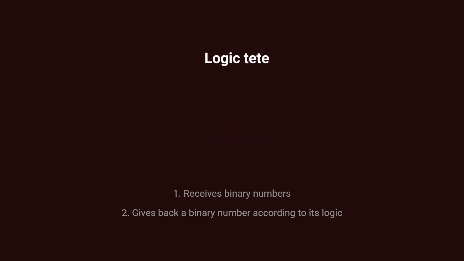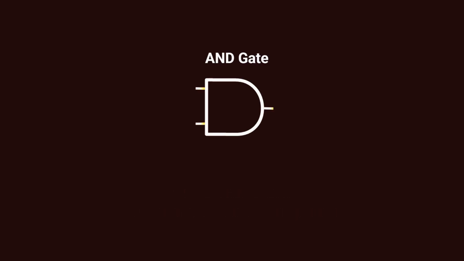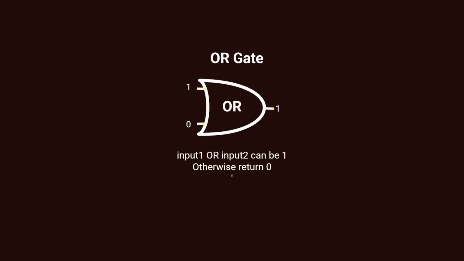Two fundamental logic gates are the AND gate. If the first input and the second input is 1, then it returns 1. But if any of the inputs are 0, then it returns 0. It's called an AND gate because both the first and the second input must be 1 for it to return 1. And then we have the OR gate. The OR gate is called that because any of its inputs can be 1 for it to return 1. The first input or the second input or both inputs can be 1.